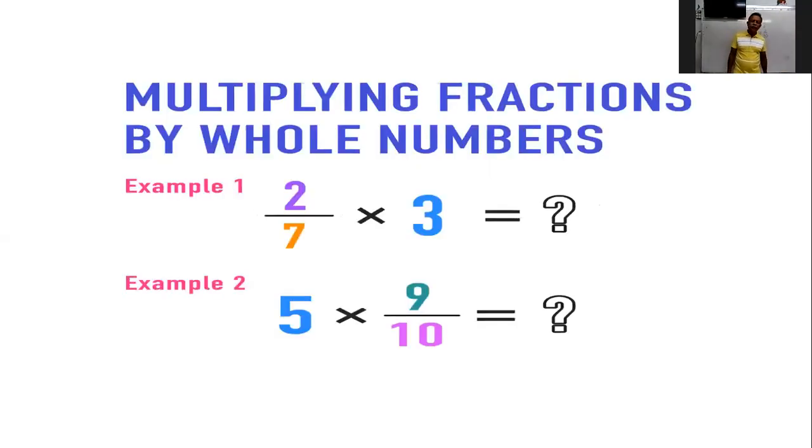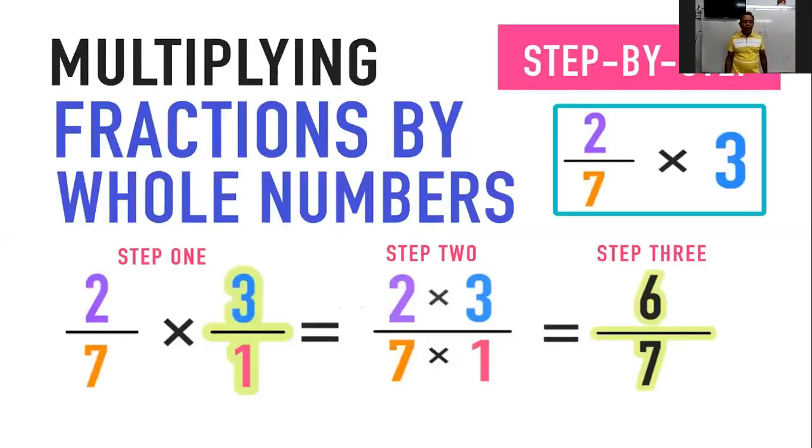Multiplying fractions by whole numbers, for example, 2 over 7 times 3. Another example is 5 times 9 over 10. Let's see what I have prepared. Multiplying fractions by whole numbers.